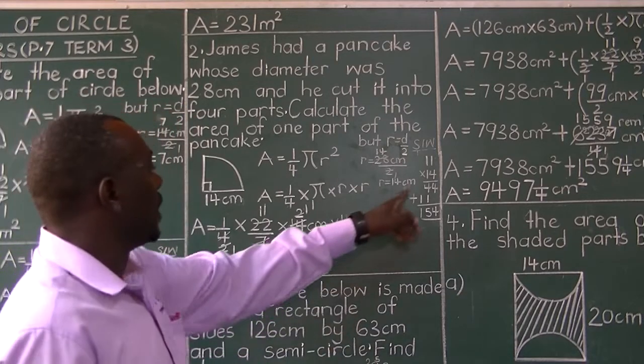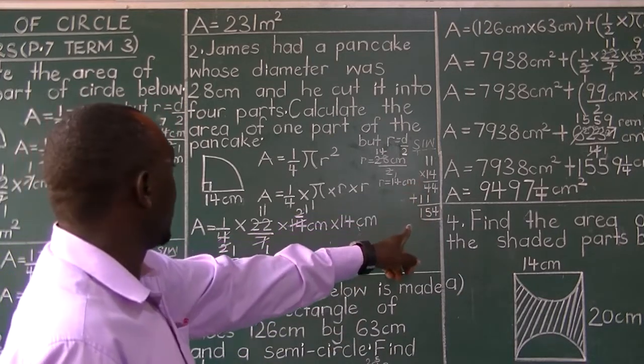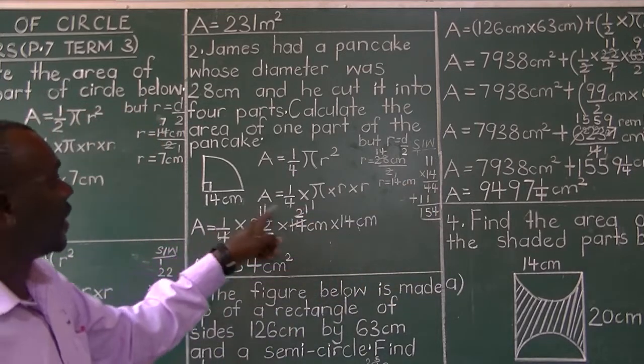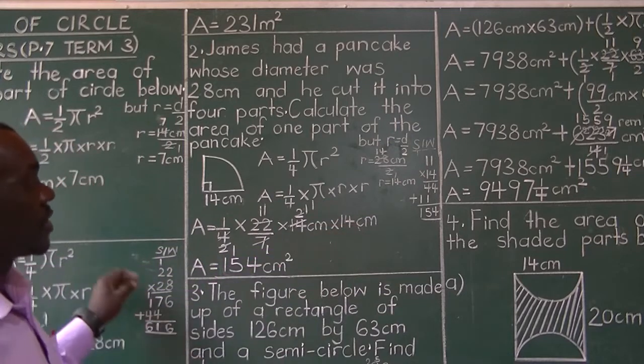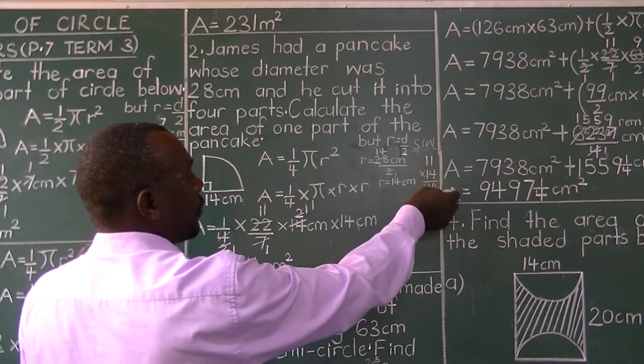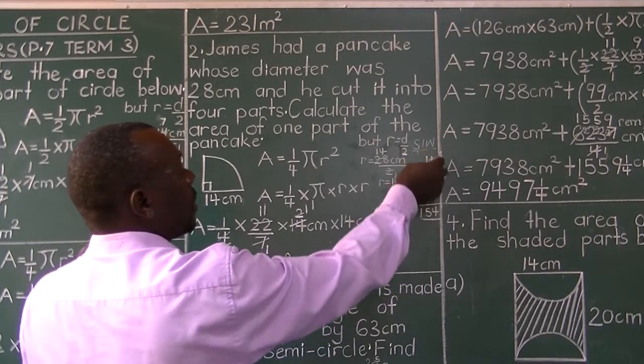You go 11, we're here. You go 11 times 14, that remains here. That's 11 centimeters times 14 centimeters. Where you multiply 4 by 1, you get a 4. Then 1 by 1, you get a 1.